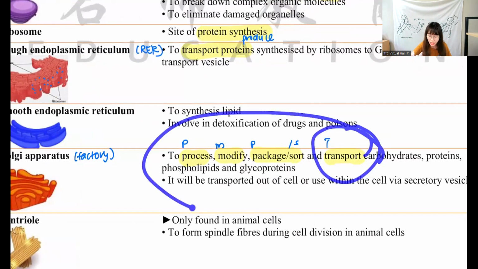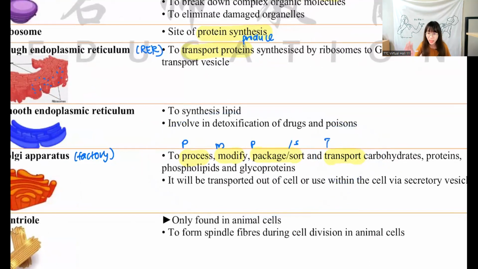So all of these things is very similar to a factory function. But of course, this is not to produce bread. The process here is to transport what? Carbohydrate, protein, phospholipid is fat, glycoprotein is a combination of carbohydrate and protein. It can be used within the cell. It can also be used outside the cell. So either they use out or they use within the cell. Now, when they transport, right? Imagine if you want to transport yourself from PJ or from KL to Selangor. Either you can take a LRT, you can take bus, you can take Grab car, right? Same thing.